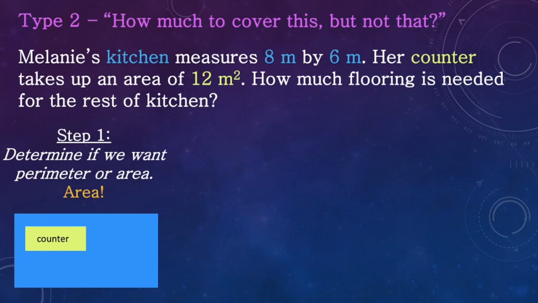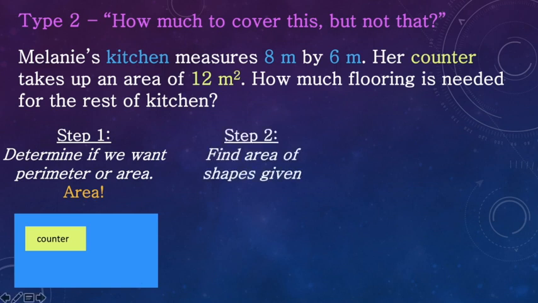What I want to know is the area of this blue part, right? So that's my shaded region. So I'm essentially doing a shaded region question, but in word problem format. So step 2, find the area of the shapes given.